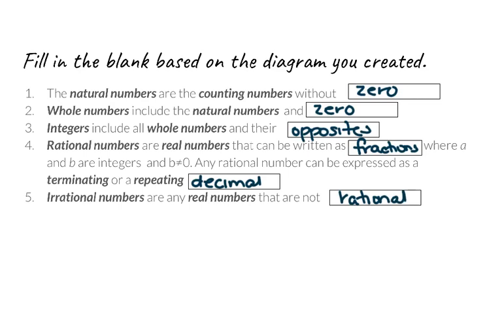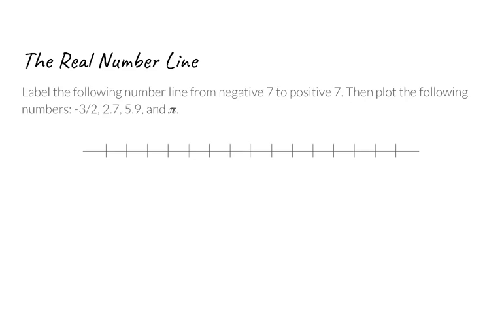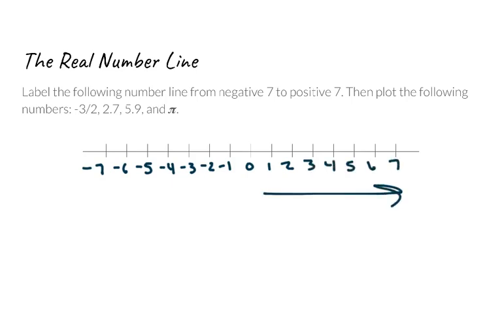Again, feel free to pause this video to jot down any notes that you need. All right, so now let's look at a number line. We're going to label our number line from -7 to +7. One thing that I want you guys to remember is that our negative values are always to our left, and our positive values are to our right, okay? And right in the middle is 0.